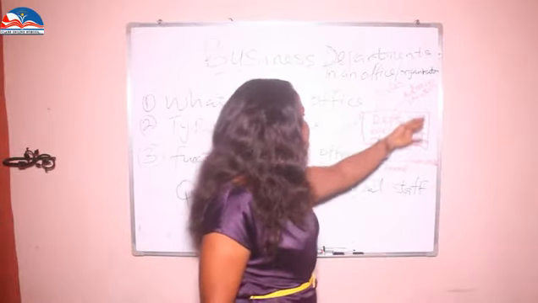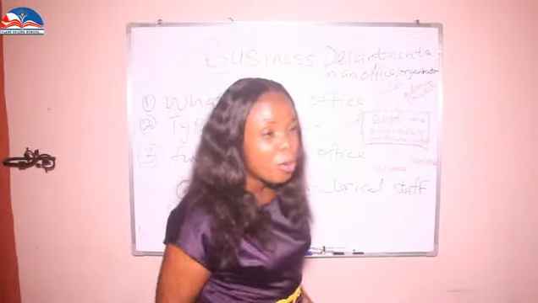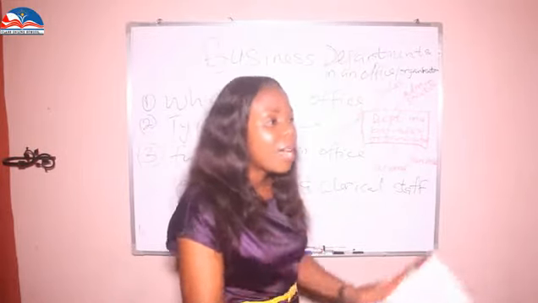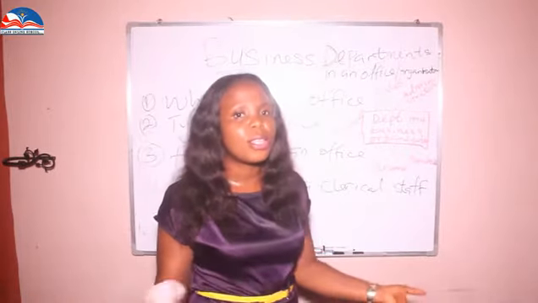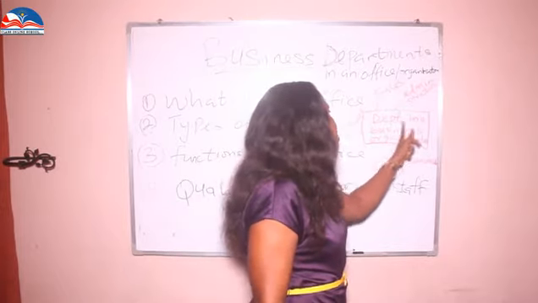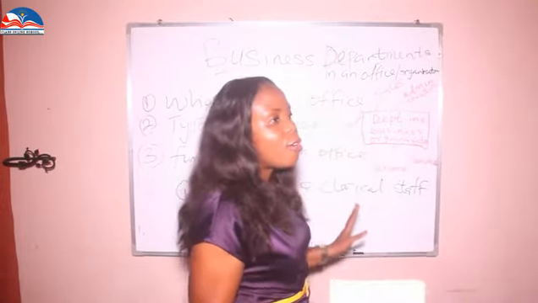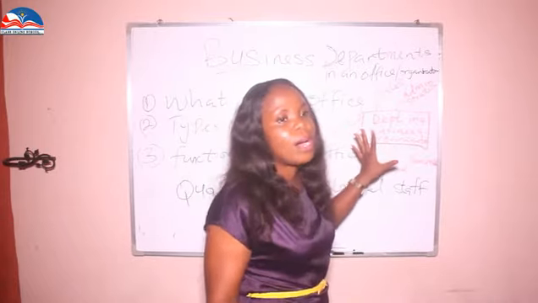So these are the departments that interact in the office. Like I said, it can be in an open office, a closed office, or a demarcated office. Whichever office an organization runs, these departments exist. So these are departments in a business organization. Anytime you go into an organization, remember that these are departments that are found therein.